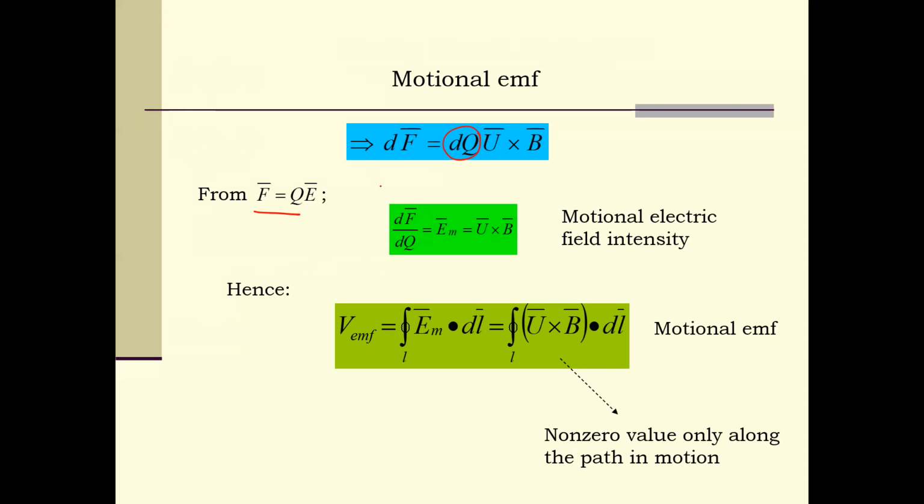From what we have learned previously, the force and the charge are related by the electrostatic force equation. We can then relate it to the equations that we have generated, whereby E_m, the motional electric field intensity, is equal to u cross B, which is the velocity of the moving bar cross product with the magnetic flux density.